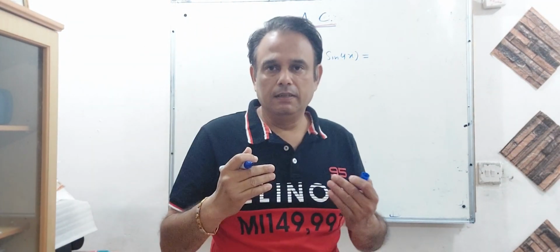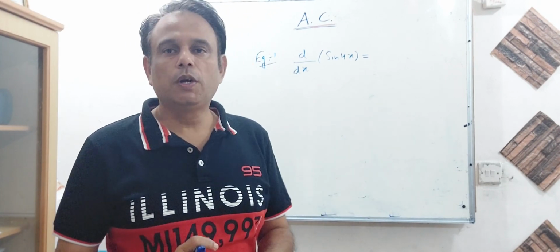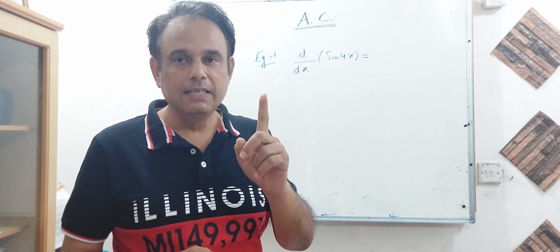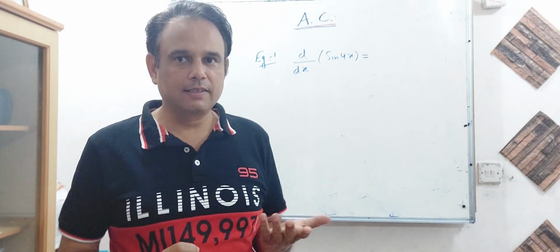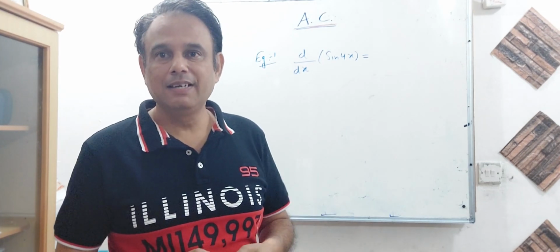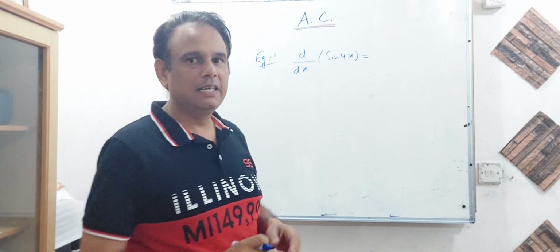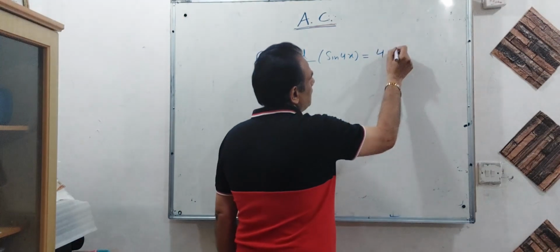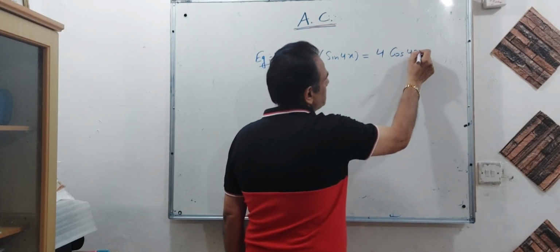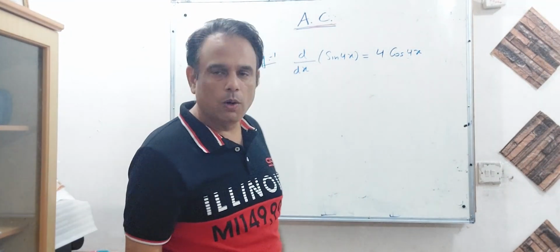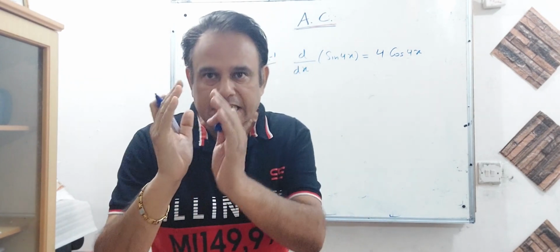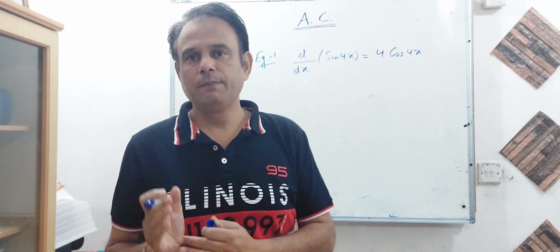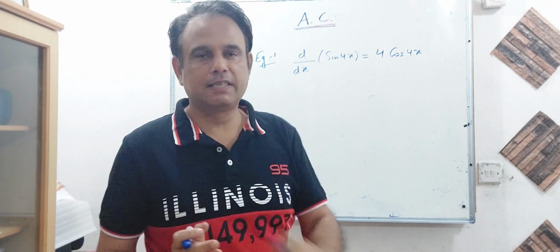What we have written, if you apply it, you can easily tell me what will be the differentiation of sine 4x with respect to x. Yes, I think you have done it correctly. 4 cosine of 4x. Because differentiation of sine is cos, and whatever is with x, here I have given a number 4, a constant, you can bring it out. So 4 cosine 4x.